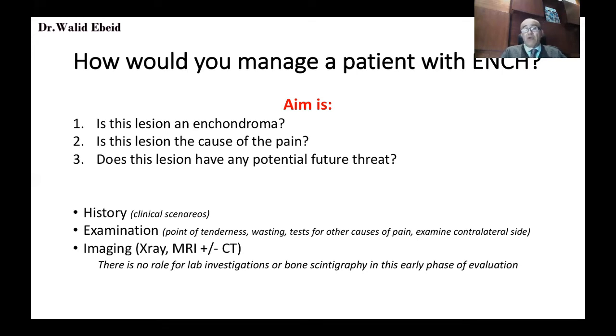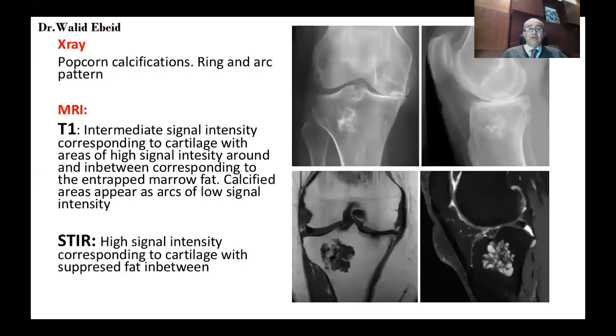There is no role for lab investigation to diagnose an enchondroma. We don't need to do any laboratory investigation, CBC, ESR, or tumor markers for this condition. Even bone scintigraphy is not of that importance. We'll come to this later during the lecture and its role. But at this stage, we don't need to do any bone scintigraphy to diagnose an enchondroma. So by doing these things, we evaluate the patient.